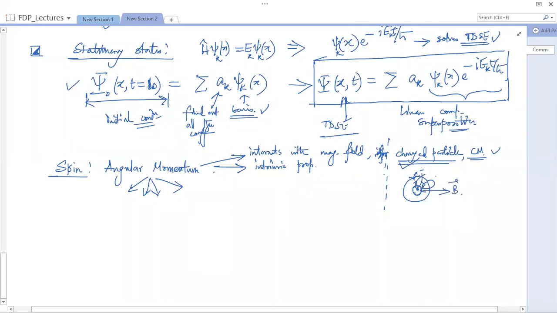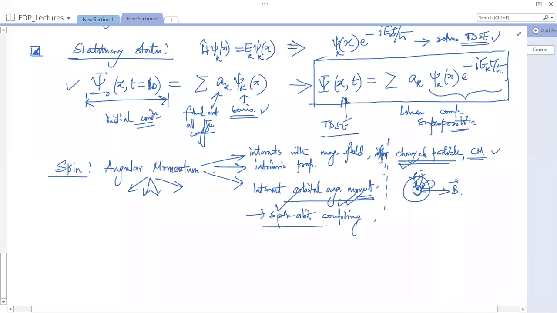So this is the classical picture. Quantum mechanically, angular momentum also interacts with the magnetic field. It interacts with anything that creates a magnetic field. So spin is angular momentum. It interacts with the magnetic field, so it will also interact with orbital angular momentum, because orbital angular momentum is something that also interacts with the magnetic field or creates the magnetic field. It will also interact with the orbital angular momentum, and that gives rise to spin orbit coupling.